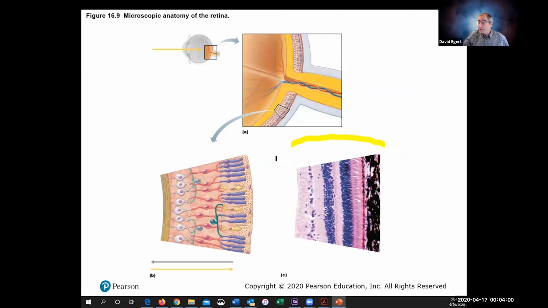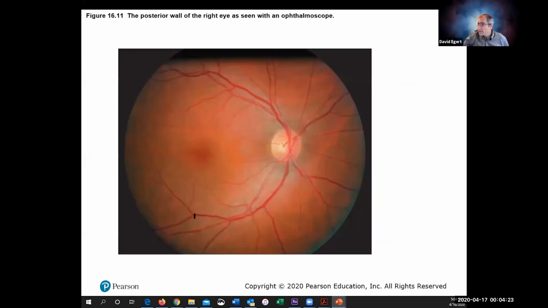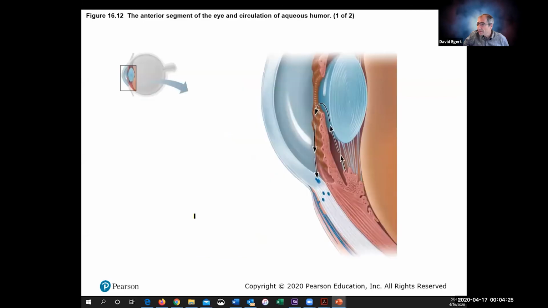You should be able to recognize the retina under the microscope or in a photomicrograph. It's a classic one. There's basically the rods and cones, the bipolar cells, the ganglion cells. This is showing that flow. Ciliary bodies are making that aqueous humor, which then drains into the canal of Schlemm.